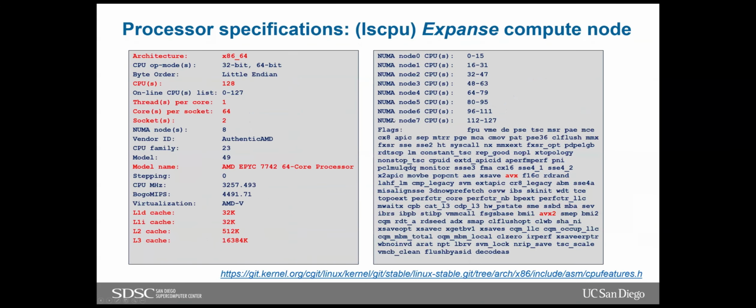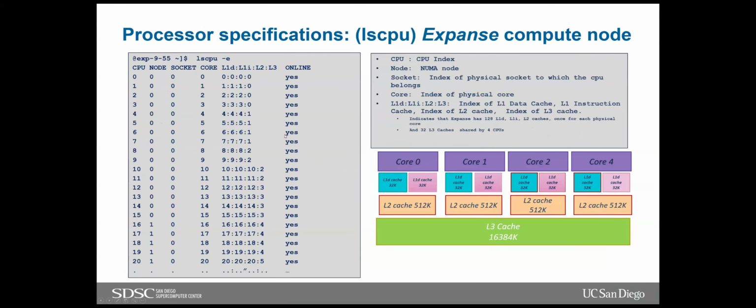Oh, wait, one more piece of information I want here. There's one other piece of information that we didn't get from here, and that's how the cache to CPU association is. We can still use the lscpu command to find that, but now we're going to send it with the -e directive associated with it. So this gives us a little bit different preview of how things are set up.